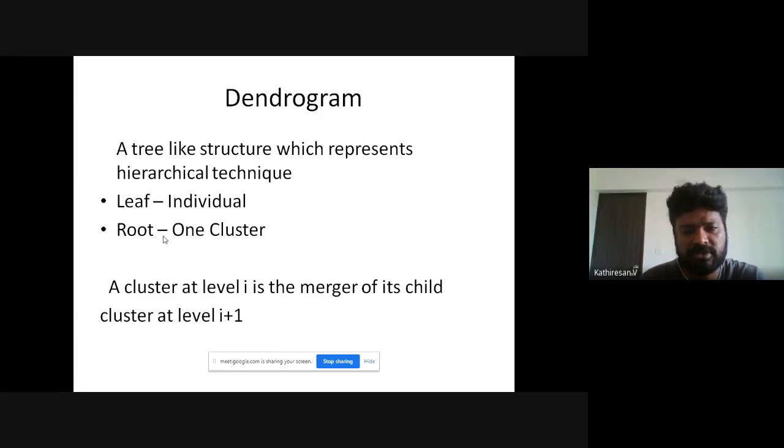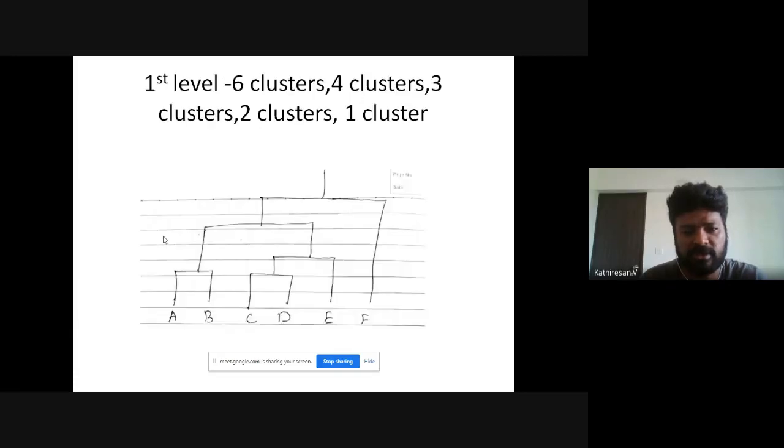Okay, so this is about the dendrogram, and you can see here the dendrogram structure, the actual dendrogram structure, how the actual dendrogram looks. See here, A, B, C, D, E are the individual data points. That may be two-dimensional data or three-dimensional data.